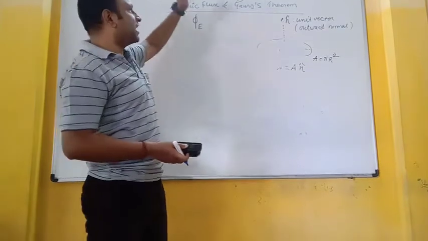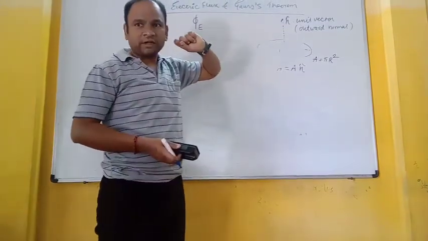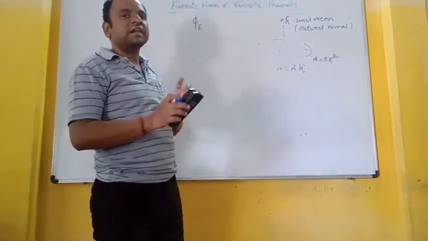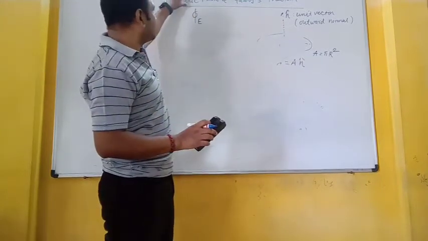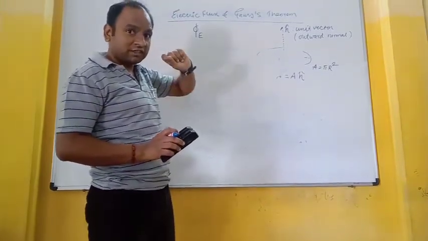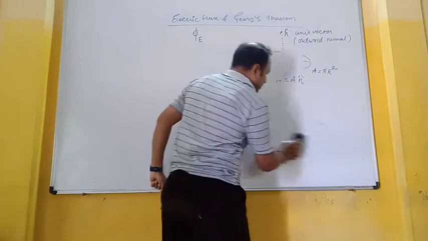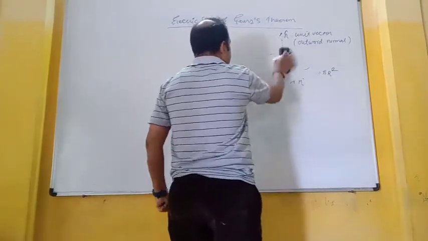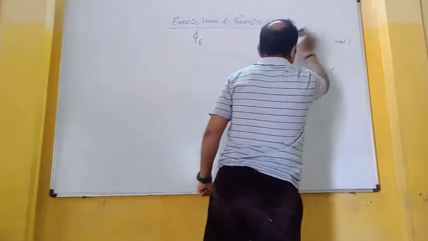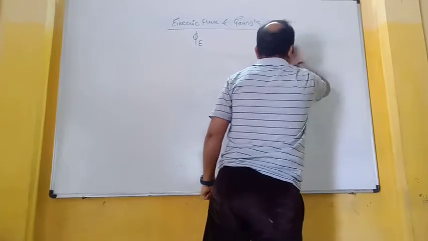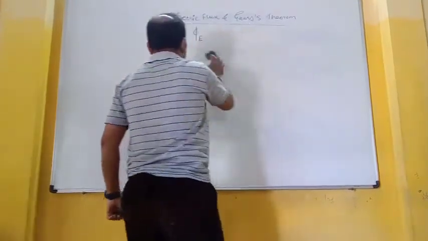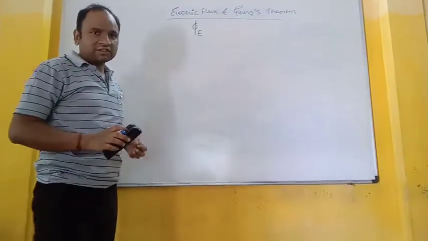So to have a clear understanding of Gauss's theorem, we need clarity in the concept of electric flux. Electric flux is very important. It may seem very easy, but it is not that easy. So what is electric flux?